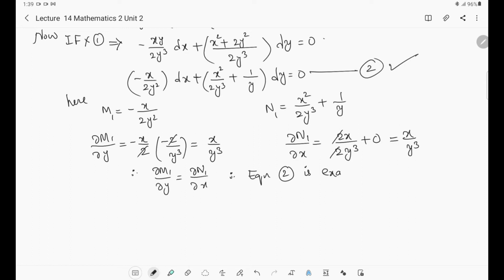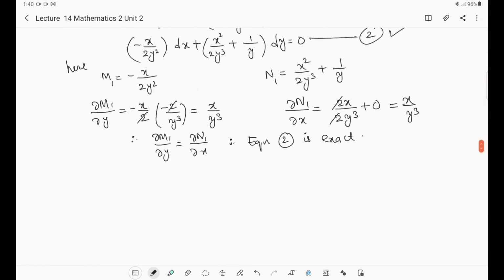Equation 2 is exact. So as I told you, the integrating factor is very important. If we multiply the given non-exact equation with the integrating factor, that equation is becoming exact. Once it becomes exact, what we have to do? We have to find the general solution. Therefore general solution is, what is the formula?